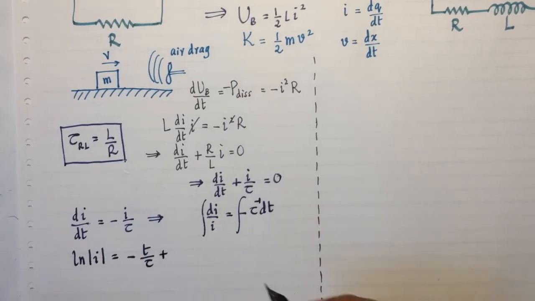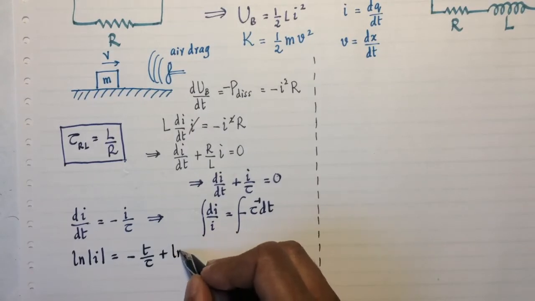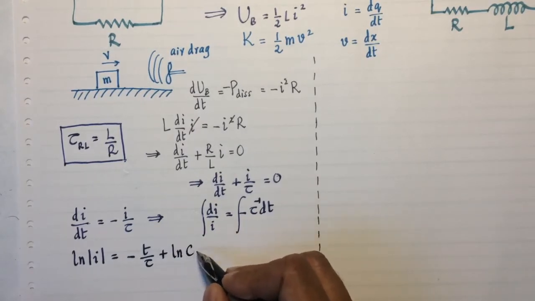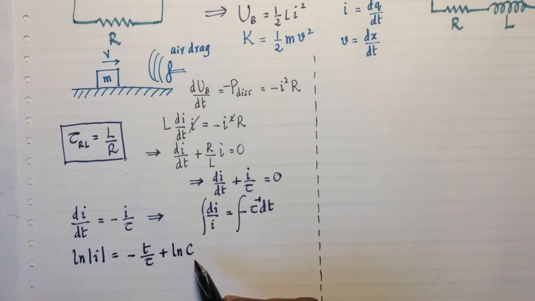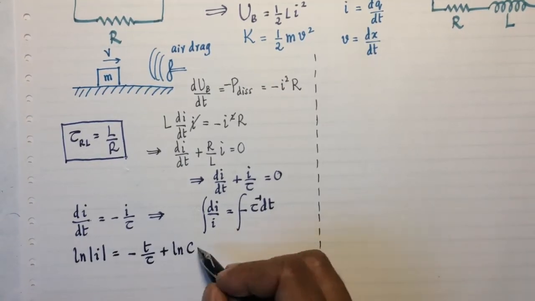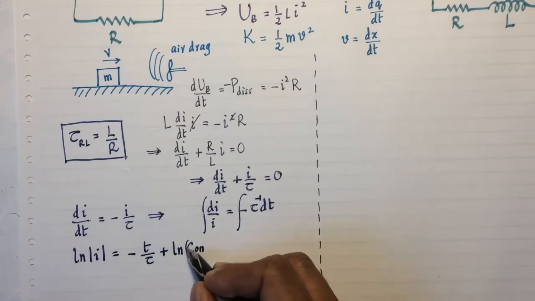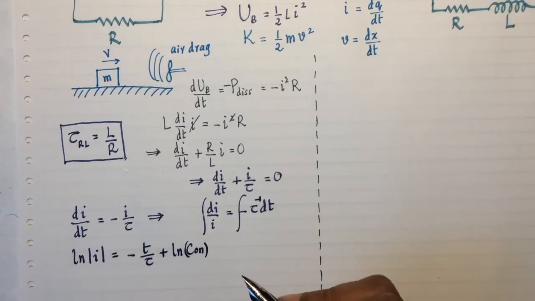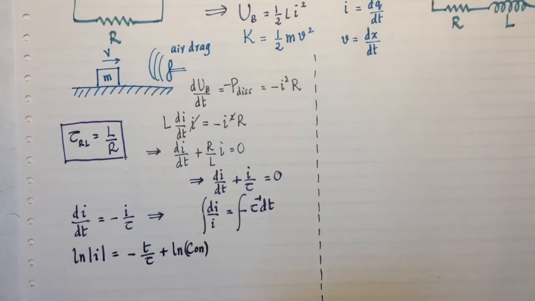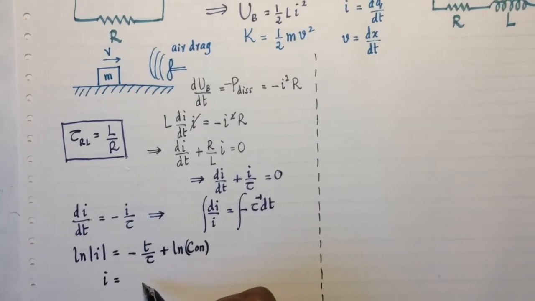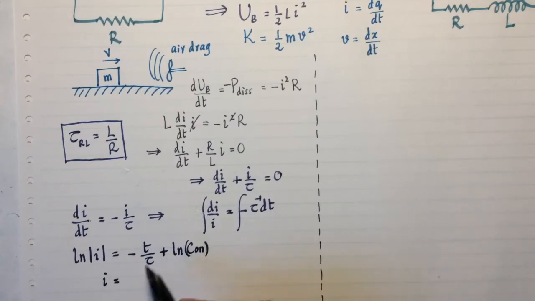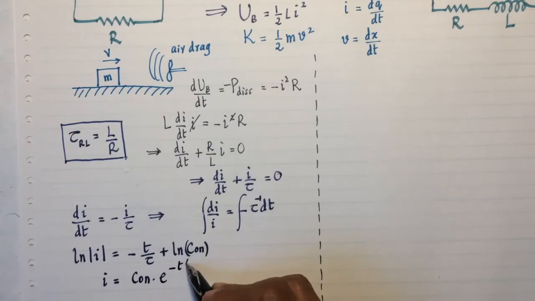Now the constant I'm going to write as natural log of something. Natural log of constant. Please don't confuse this with capacitance, it's constant. So maybe I should write this as con. It's more writing, but it's worth it. So if I take the exponential of both sides, I'll get I equals exponential of a plus b is exponential of a times exponential of b. So when I take exponential of natural log of con, I just get con. So I'll get con times e to the minus t over tau.